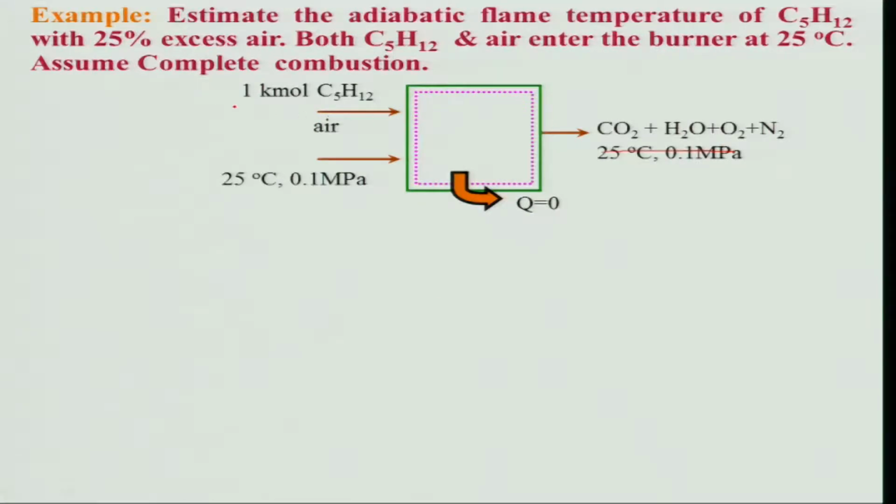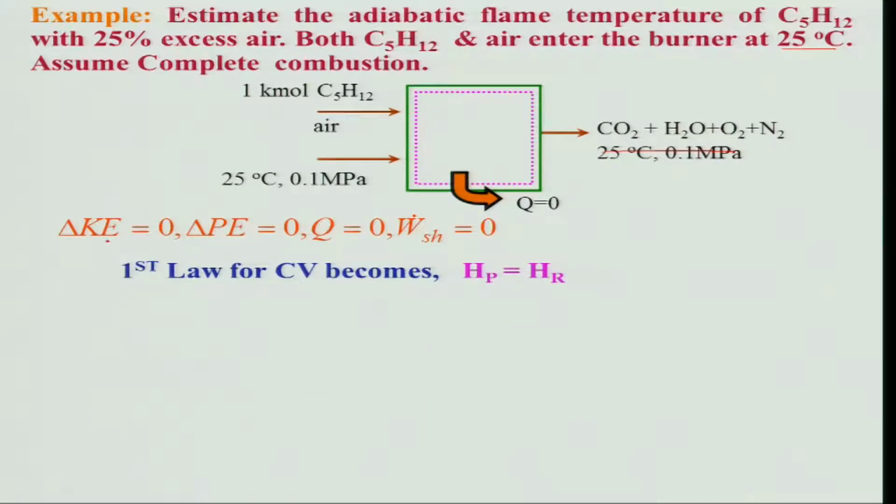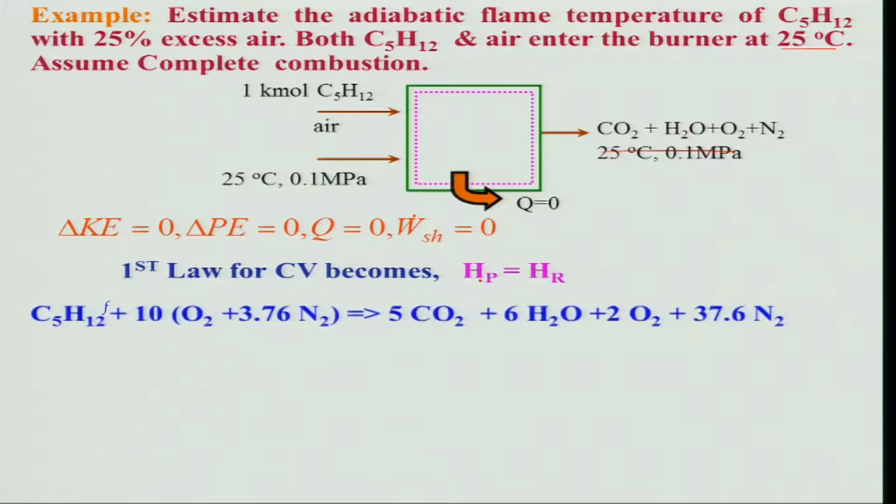So what we will do is estimate the adiabatic temperature of pentane, C5H12, with 25% excess air, where both the pentane and air enter at 25 degrees Celsius, and assume complete combustion. That is again an assumption we are making. The change in kinetic energy and change in potential energy are 0, Q is 0, and there is no shaft work. So the first law becomes H_P is equal to H_R.